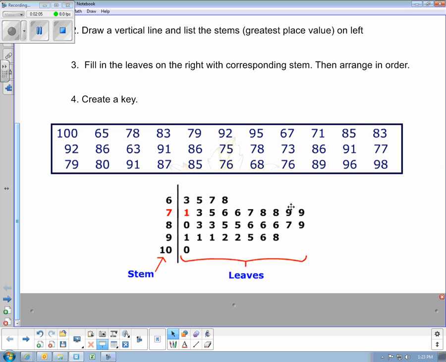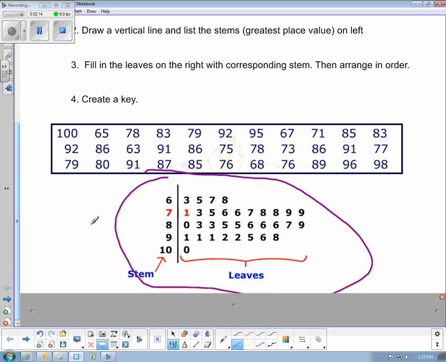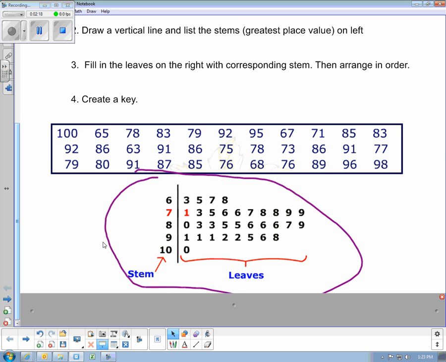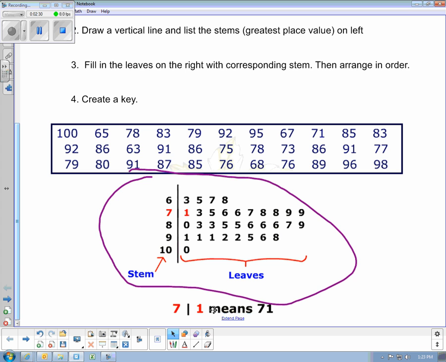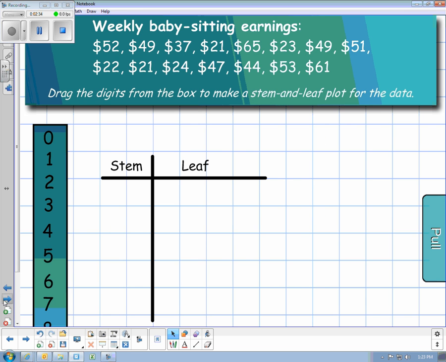So just looking at this stem and leaf plot right here, this is our stem and leaf plot. You can see that we have quite a bit of data in the 7s, 8s, and 9s, and not a whole lot of data in the 6s and the 10s. But it's just a quick way to see. And then, of course, we have our key down at the bottom. The 7 and the 1 means 71. Okay, so let's take a look at number 1.